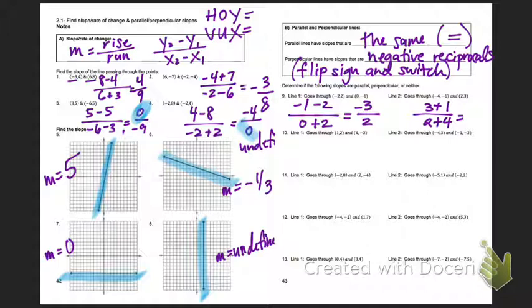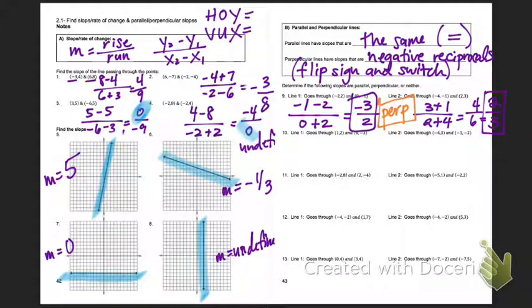3 plus 1. Yes. Okay, so I got negative 3 over 2, and then I simplified to positive 2 over 3. So what would that make these two lines? Perpendicular.